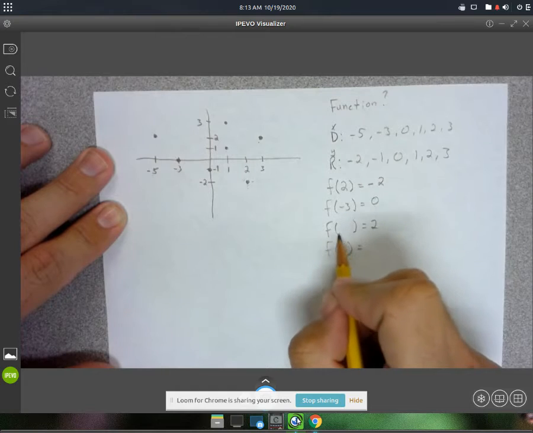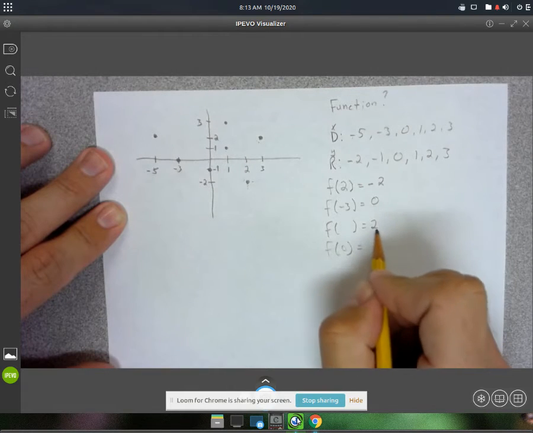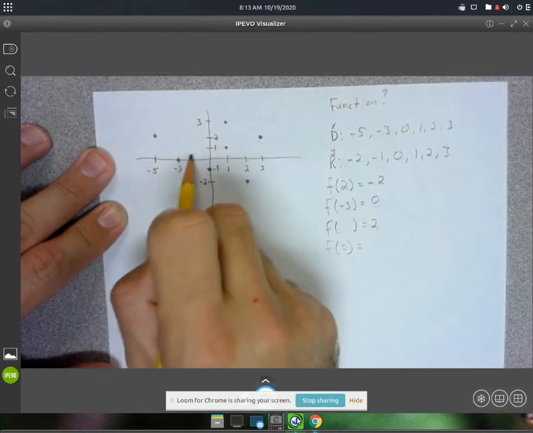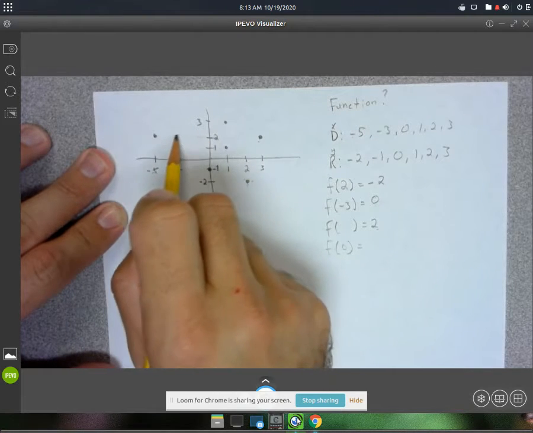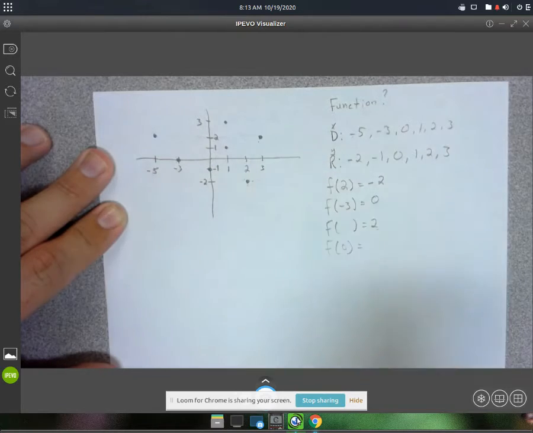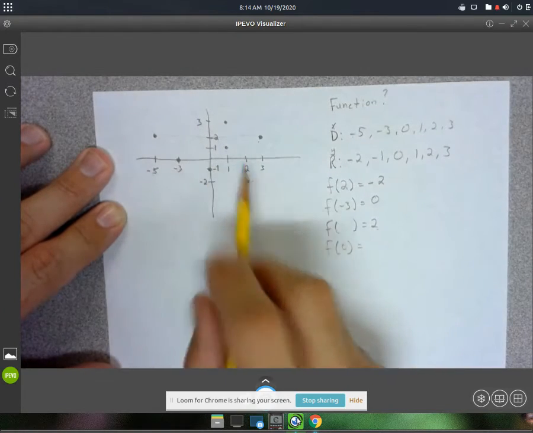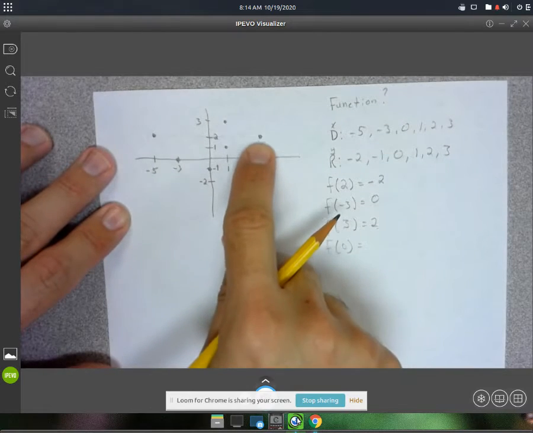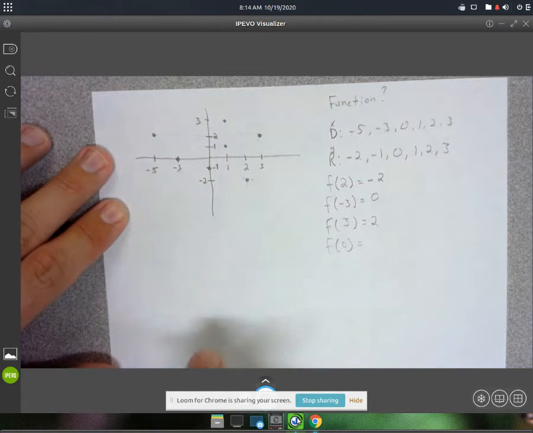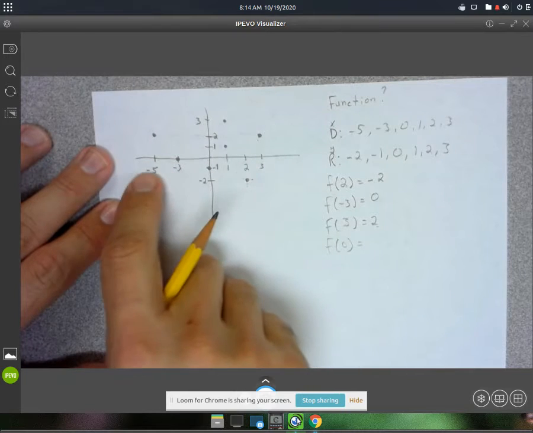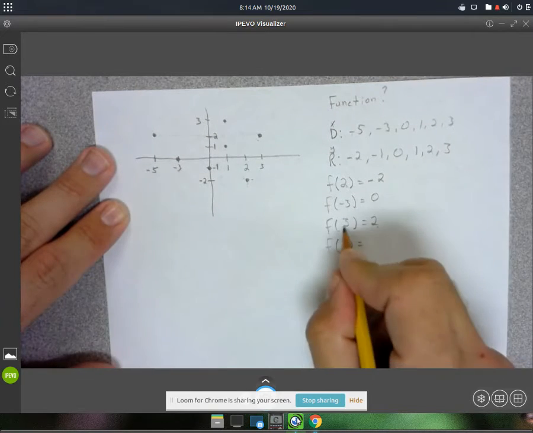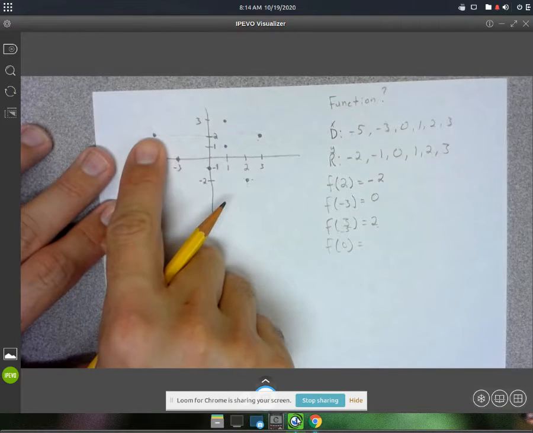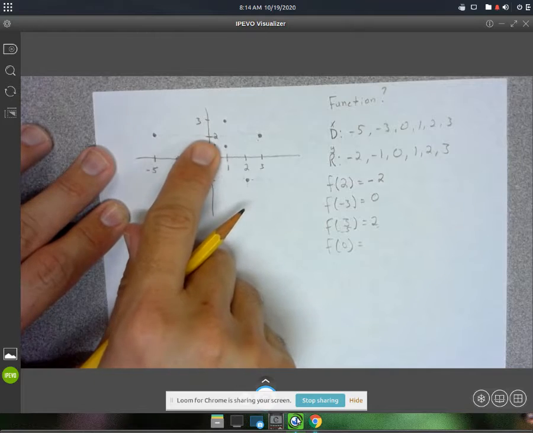Okay, this one's asking f of what will give you 2. So for what input will you get a y value of 2? There's two of them, right there and right there. So f of 3 could be your answer because that gives back a y value, or an output, of 2. Or you could have put -5. So it's 3 or -5, because they both give an output of +2.